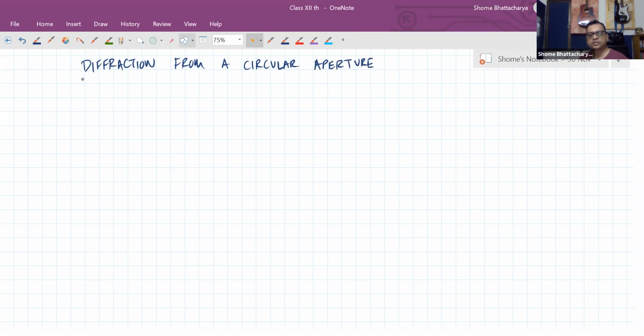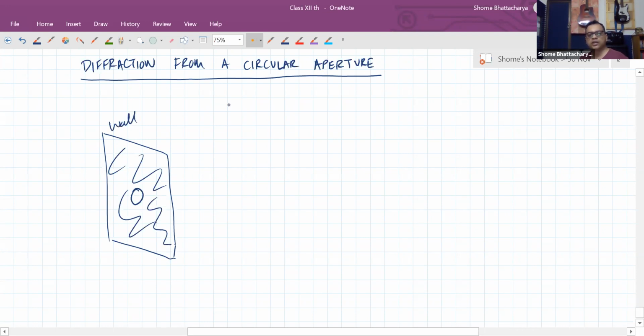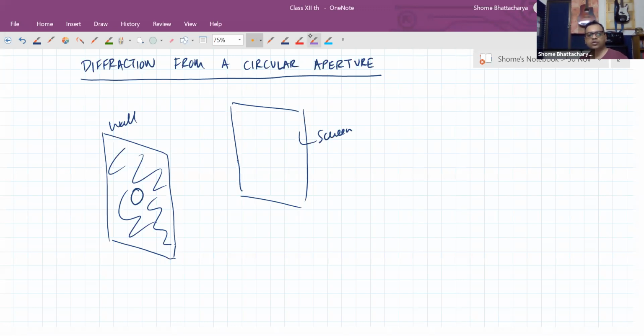Okay, let us look at this. Okay, so here we are talking about this kind of a setup where you have a round hole like this in a wall, and on the other side you have the screen, and you have monochromatic coherent light incident from this side.